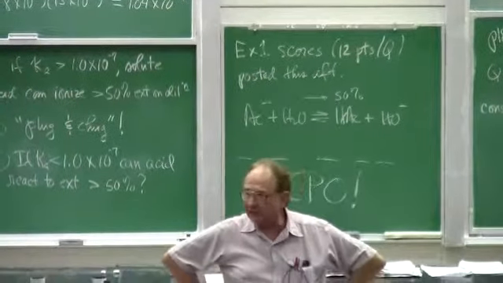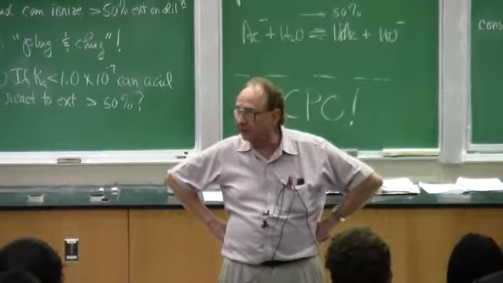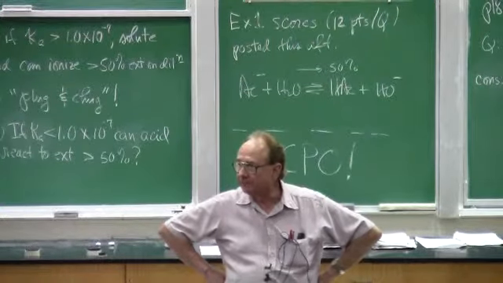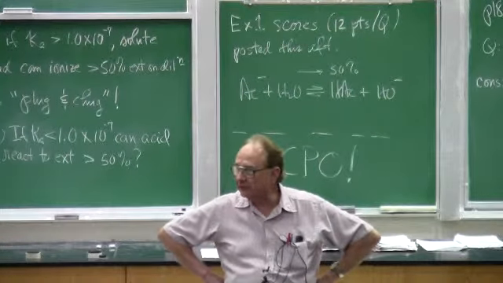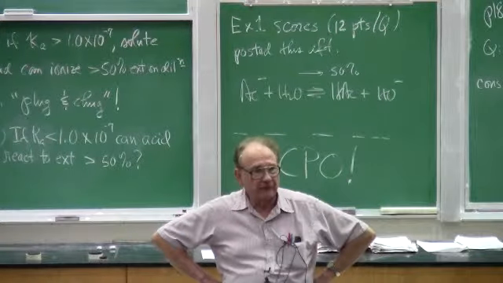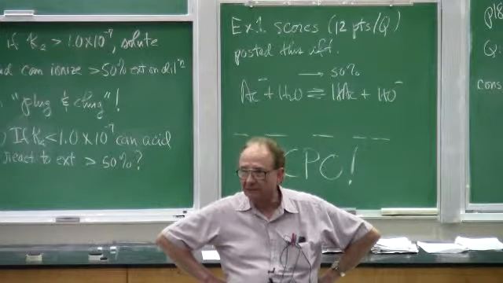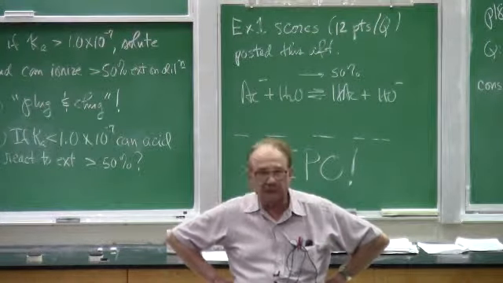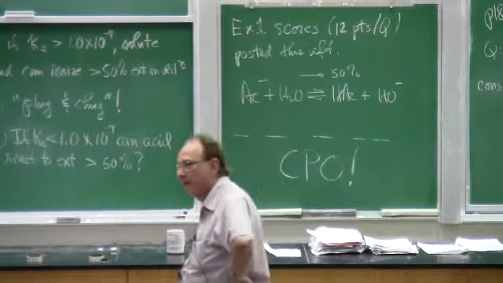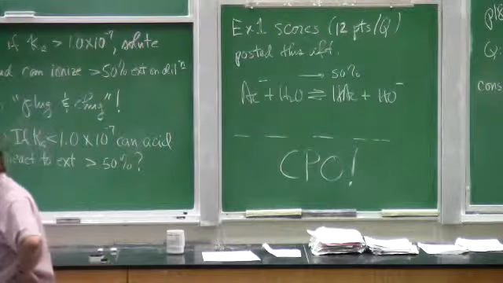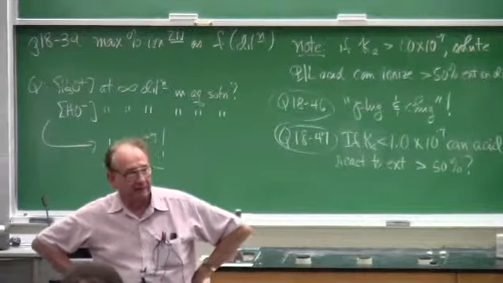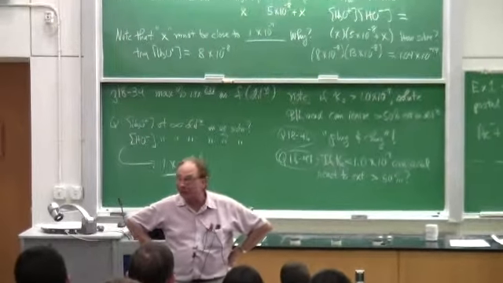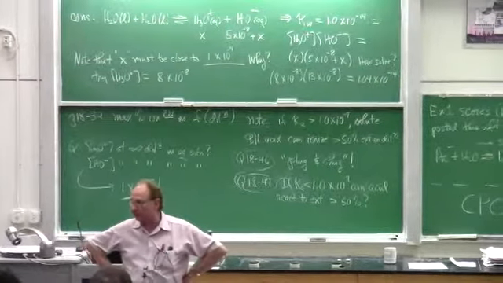And 5.6 times 10 to the minus 10 divided by 1.0 times 10 to the minus 7 times 100% is what? What do I get? How much percent? 0.56%. That's it. You cannot get an ammonium ion to react by dilution to an extent which even gets to 1%. It's too weak an acid.